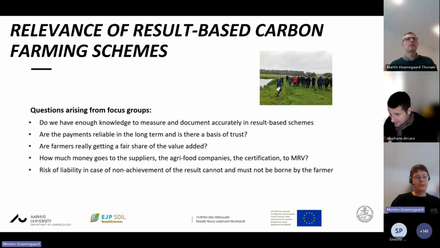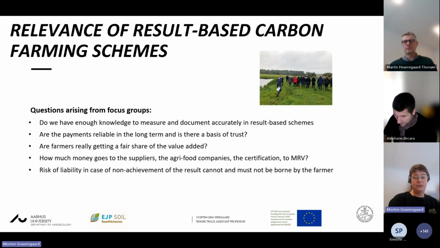So this raised a lot of questions that we are working on now, and that should be worked on in the research community, you could say. For example, do we have enough knowledge to measure and document these result-based schemes more accurately? Are the payments reliable in the long term, and is there a basis of trust? So trust was a discussion point a lot. Are farmers getting a fair share of the value added when we have these more result-based schemes? And how much is going to the suppliers, the food companies, which are growing larger and larger, right?